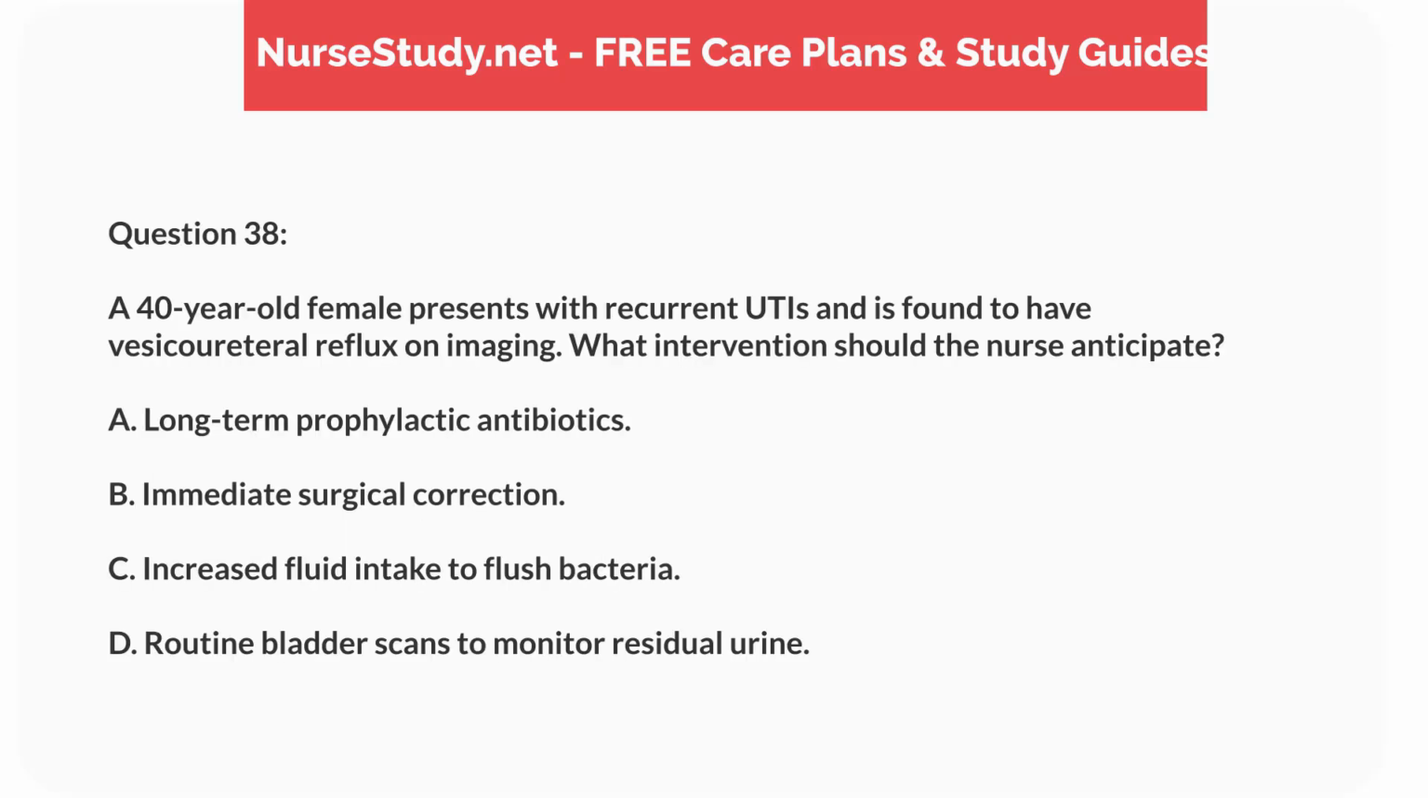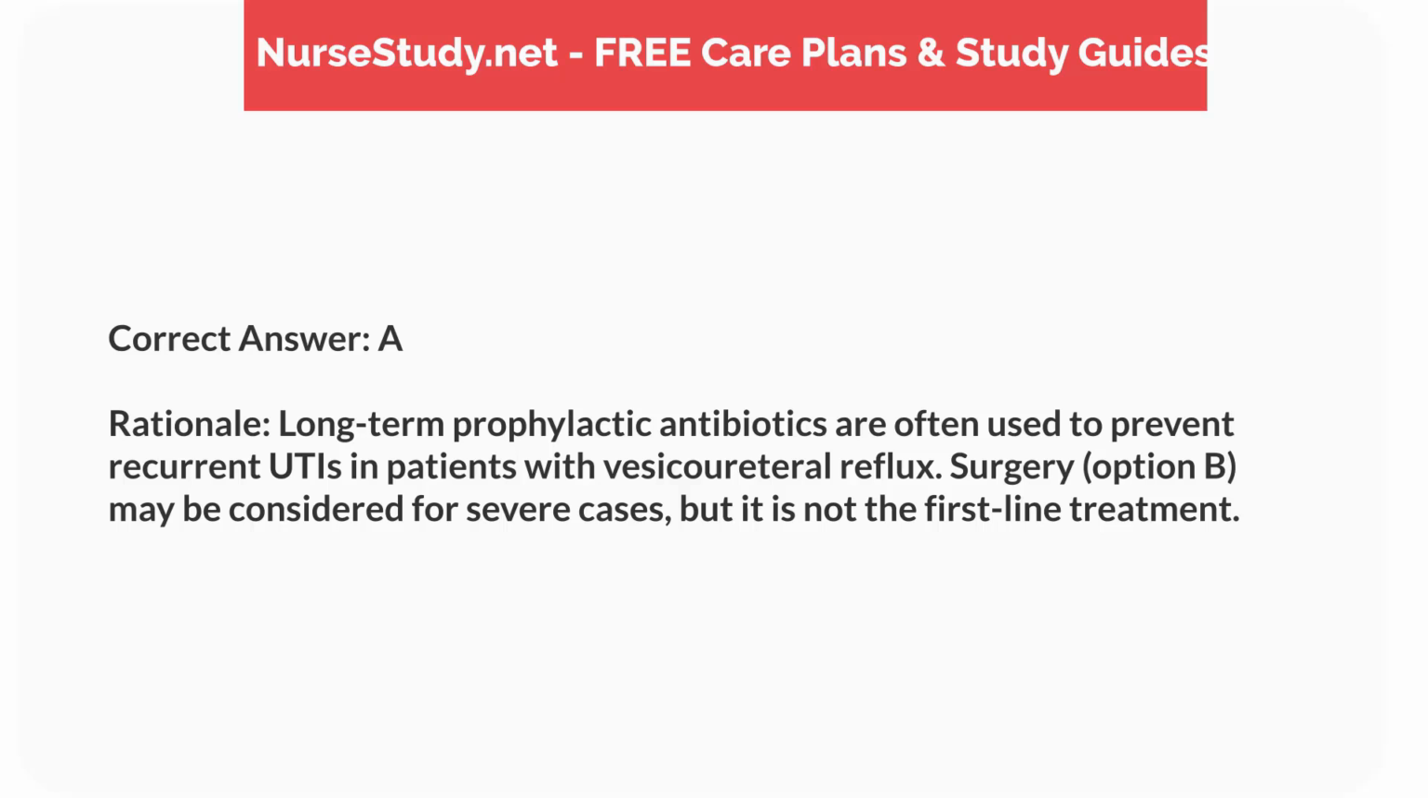Question 38. A 40-year-old female presents with recurrent UTIs and is found to have vesicoureteral reflux on imaging. What intervention should the nurse anticipate? A. Long-term prophylactic antibiotics. B. Immediate surgical correction. C. Increased fluid intake to flush bacteria. D. Routine bladder scans to monitor residual urine. Correct answer, A. Rationale: long-term prophylactic antibiotics are often used to prevent recurrent UTIs in patients with vesicoureteral reflux. Surgery, option B, may be considered for severe cases, but it is not the first-line treatment.